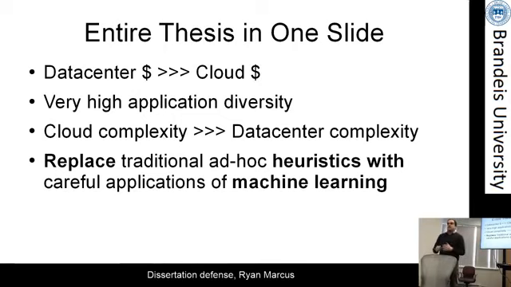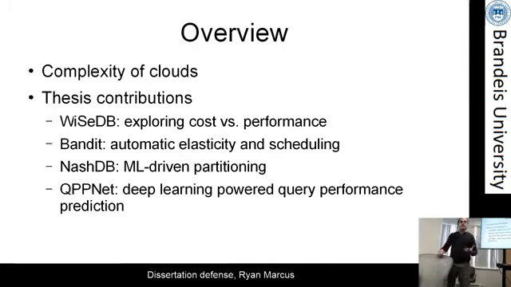Because of this, there's a very high application diversity and a very wide range of needs that are accessing cloud computing environments. Unfortunately, the complexity of using these cloud computing environments is significantly larger than the complexity of managing a traditional data center. So our argument is because of this significant increase in complexity and because of the significant increase in application diversity, we should replace the traditional ad hoc heuristics that we use in traditional data center-based approaches with applications of machine learning.